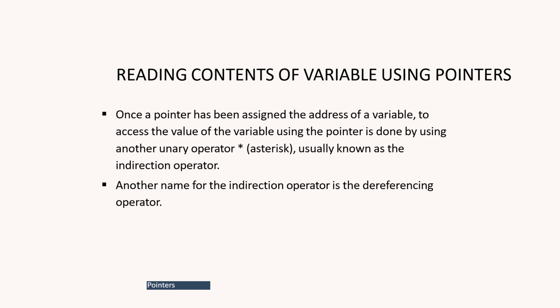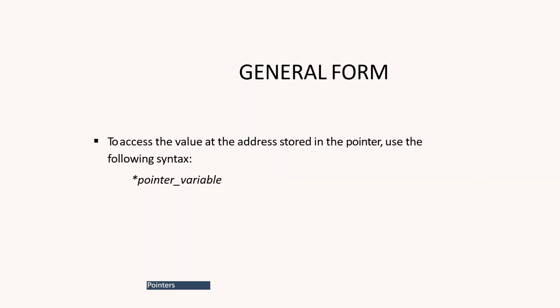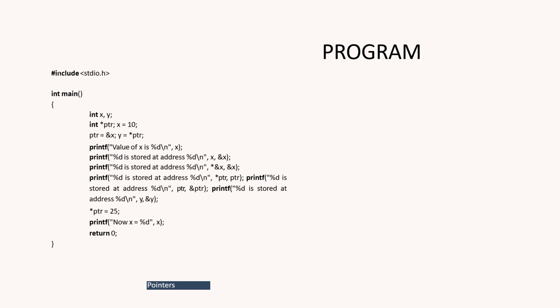Now, how to read the contents of a variable using a pointer. Once a pointer has been assigned the address of the variable, the value of the variable is accessed using another unary operator, the asterisk symbol, called the indirection operator. This indirection operator is also called the dereferencing operator. To access the value at the address stored in the pointer, the following syntax is used: asterisk pointer underscore variable. And here is a simple program to understand the pointer.